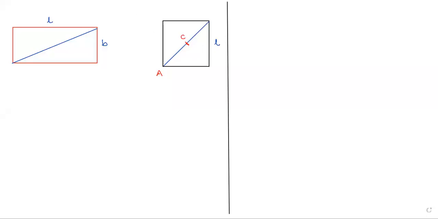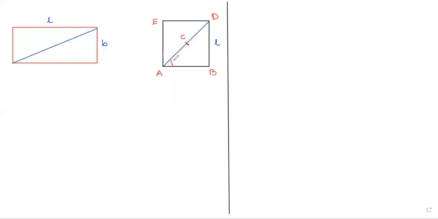If you come to here, suppose these are the corners of a square A, B, C, D, E. Here you said the distance from center to any corner is L by root 2. Okay, now I'm asking, is this diagonal the angular bisector of the angle at a corner?